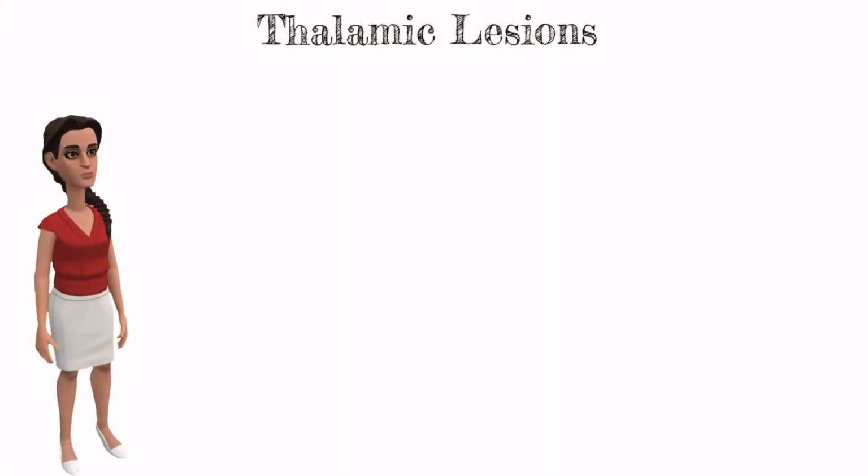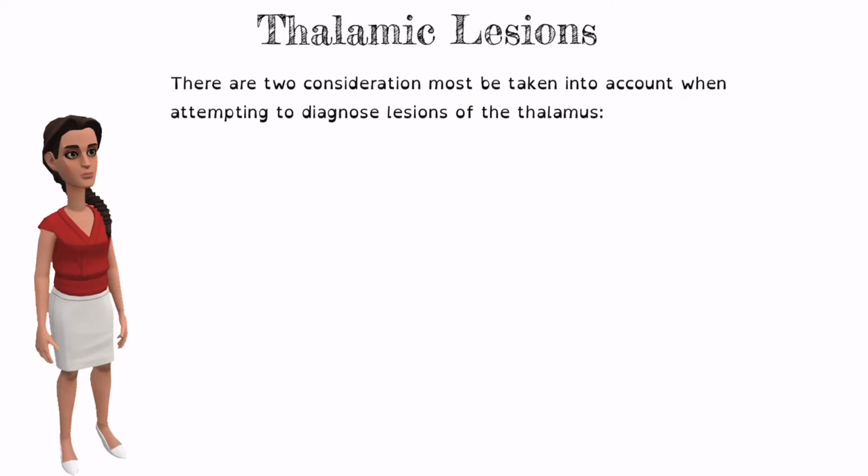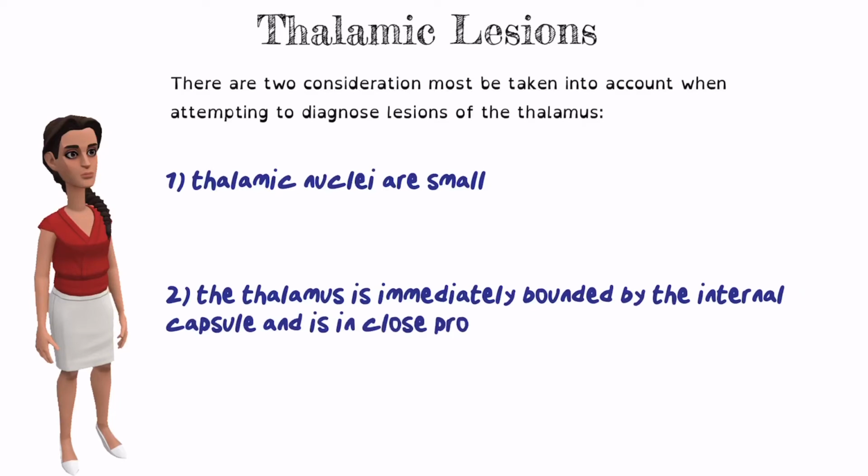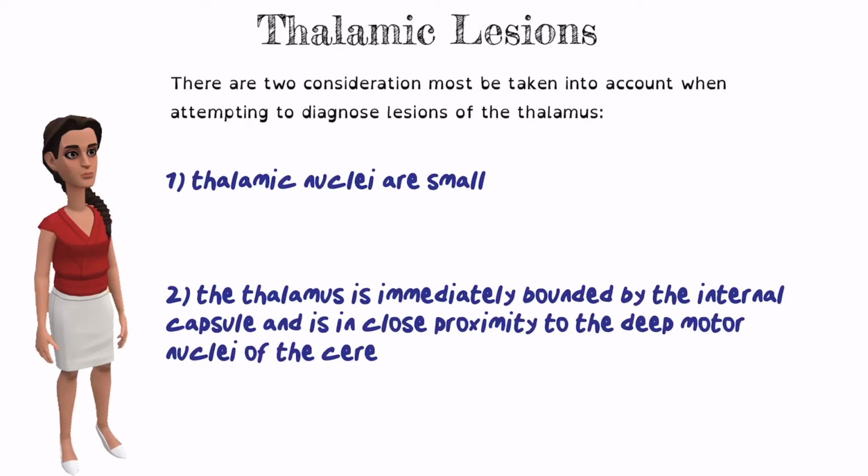There are two considerations that must be taken into account when attempting to diagnose lesions of the thalamus. First, thalamic nuclei are small, so lesions producing highly specific effects are uncommon, although they do occur. Second, the thalamus is immediately bounded by the internal capsule and is in close proximity to the deep motor nuclei of the cerebral hemisphere, putamen, caudate, and globus pallidus, so that thalamic lesions frequently are accompanied by symptoms from damage to these other structures.